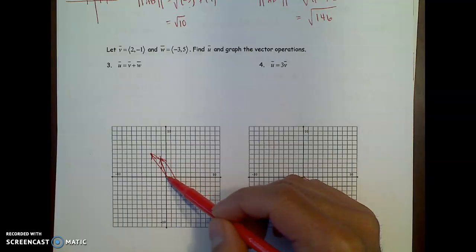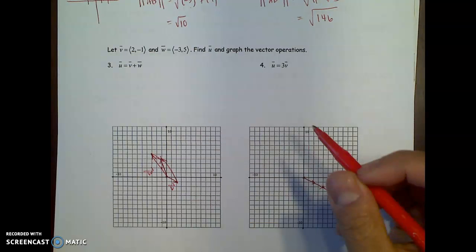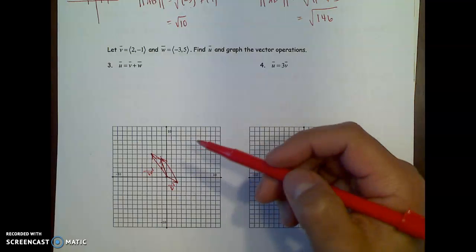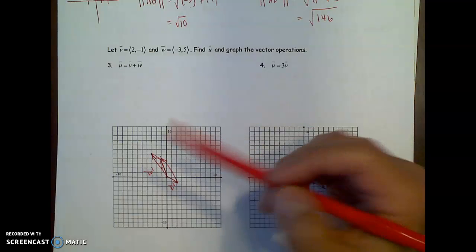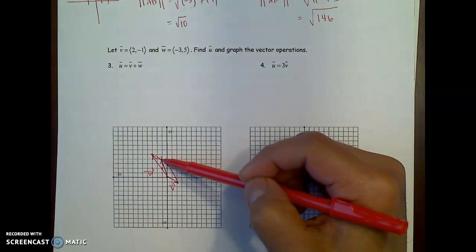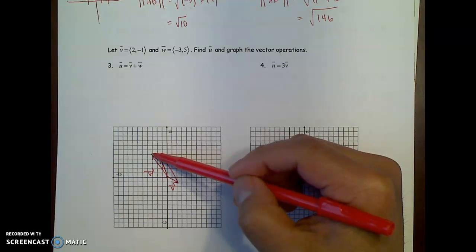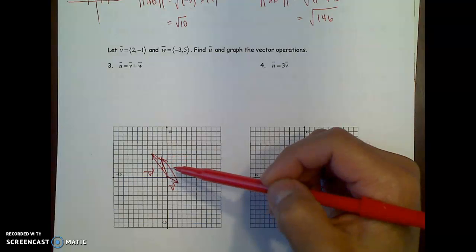Coming out of the origin, same starting point, I have vector V coming out this way. So this is V down here. This is W over here. So again, parallelogram method means we have to make a parallelogram. So at the end of vector V, I'm going to do another vector W. And coming out of the end of vector W, I'm going to do another vector V.